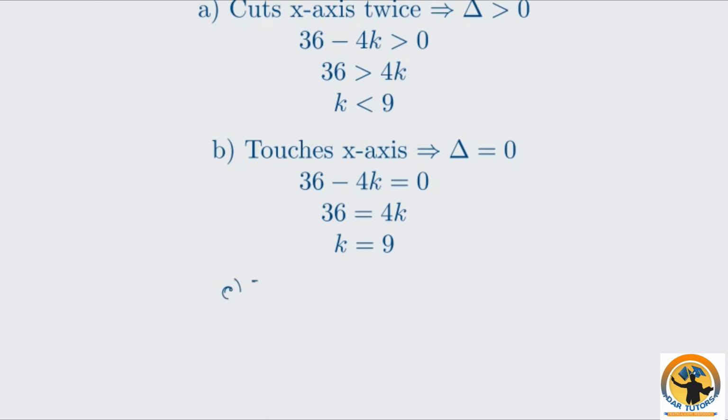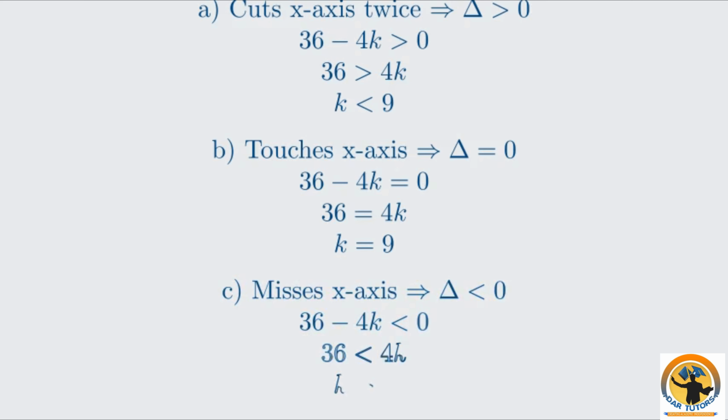Case C. To miss the x-axis, the discriminant must be less than 0. So 36 minus 4k is less than 0. Rearranging, we get 36 is less than 4k, or k is greater than 9. If k is greater than 9, the parabola will not intersect the x-axis at all. We have now used the discriminant as an algebraic tool to determine the geometric properties of a parabola based on an unknown coefficient.